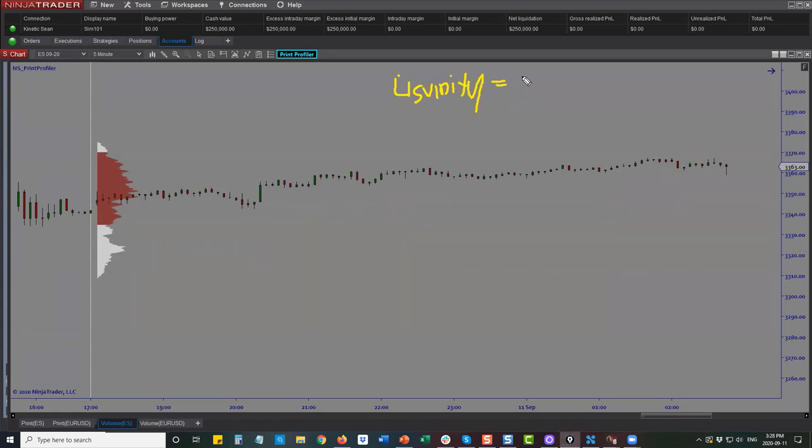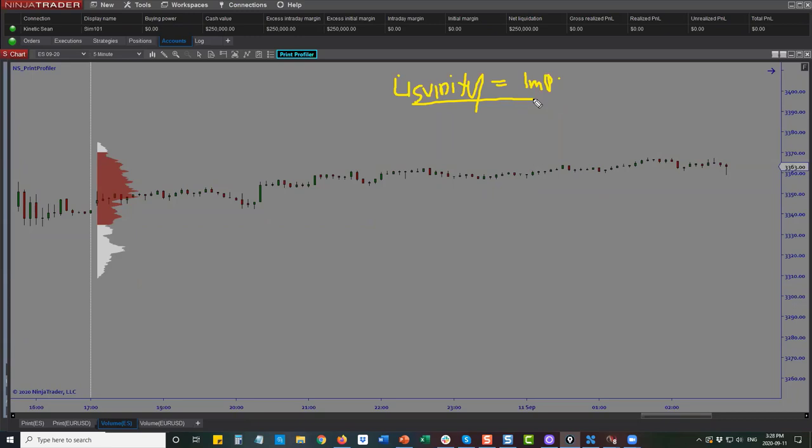Liquidity equals important, okay? So if I need to look for important places on a profile, what do you think those places would be then? High volume or low volume important places? What do you think would be more important then? If liquidity is important, Richard nailed it. High volume.